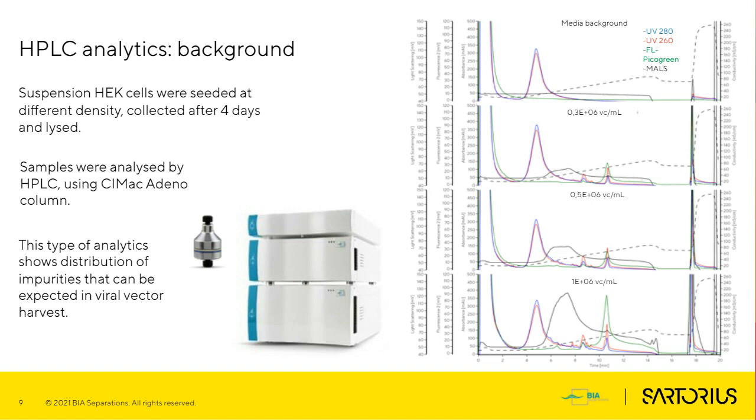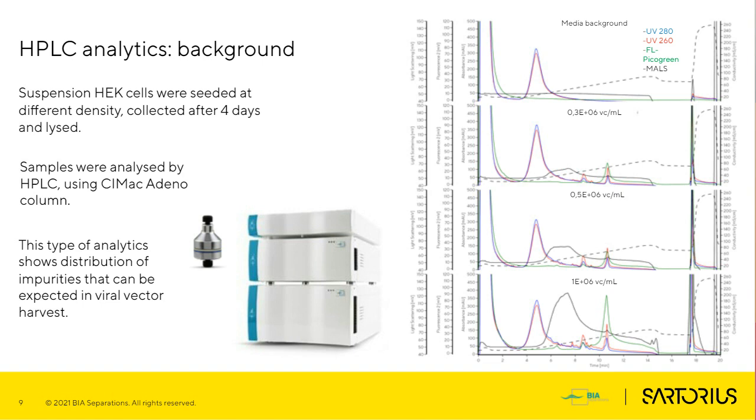Then in the second, third, and fourth graphs, we see the output when using different concentrations of cells at the moment of seeding. The concentrations we used were 0.3, 0.5, and 1E6. Under these concentrations, we see the response of the multi-angle light scattering signal here, here, and here. We see that the light scattering signal is growing with an increased concentration of cells. Another interesting peak is this one, which is responding to the PicoGreen staining. The green line which you see on these three graphs corresponds to PicoGreen. In other words, it corresponds to DNA load.